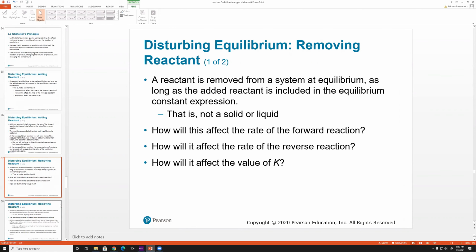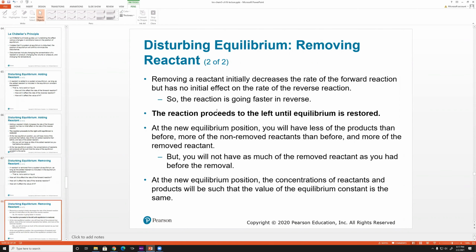Now if we remove a reactant, what's going to happen? The reaction proceeds to the left until equilibrium is restored. Same concept: if you add too much to the right of the scale, to balance it off, it has to go to the left.